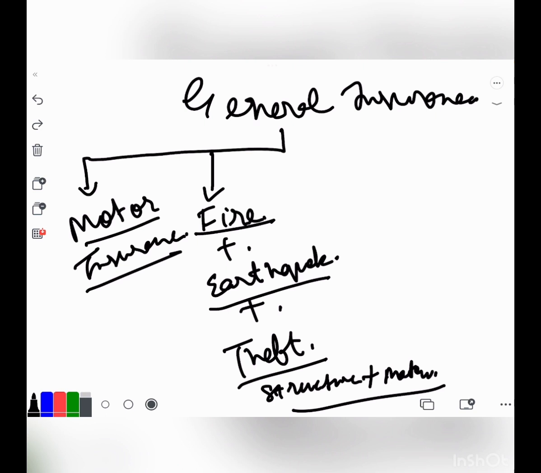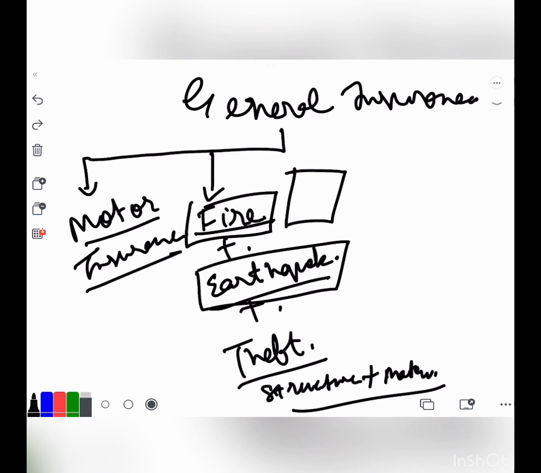So fire means the building, if it catches fire, then fire insurance is required to recover the cost. If an earthquake or flood comes and the property is destroyed, this insurance can cover it. Theft in the house, this insurance can cover it. Structure means the structure of the building, if it is destroyed, and anything inside the building can also be covered in the insurance. So these are types of general insurance, all of them.